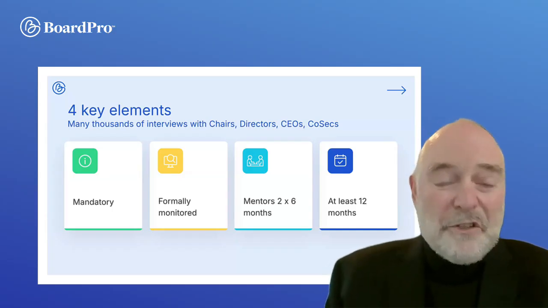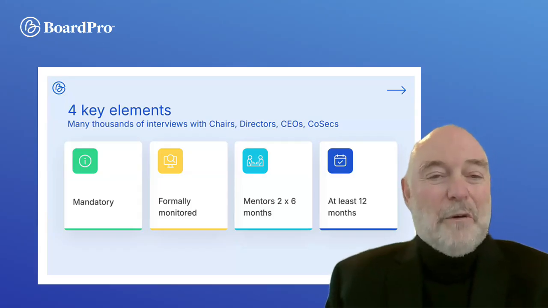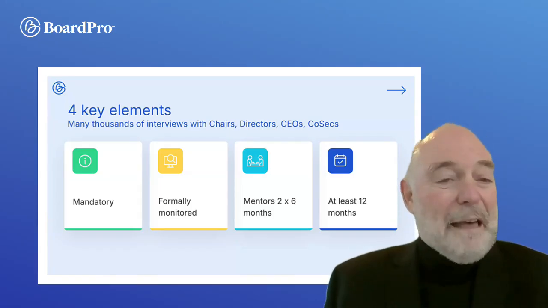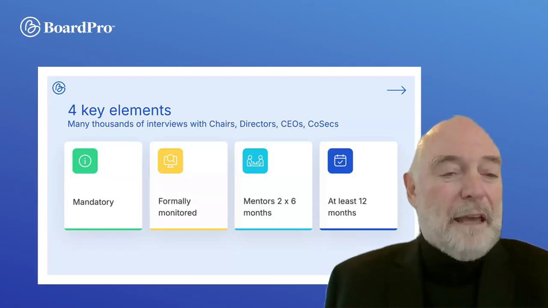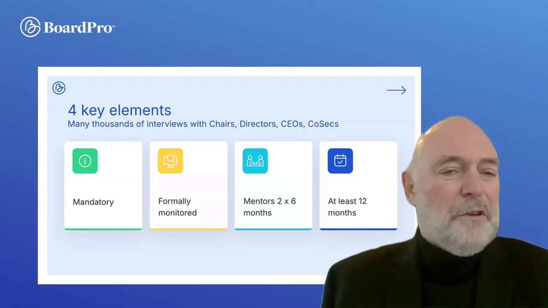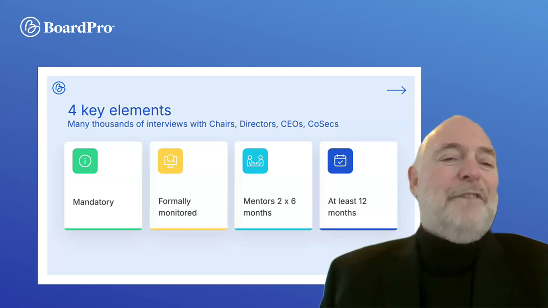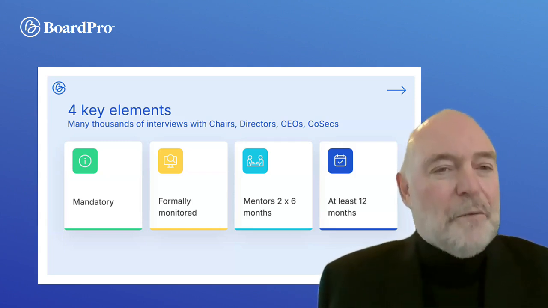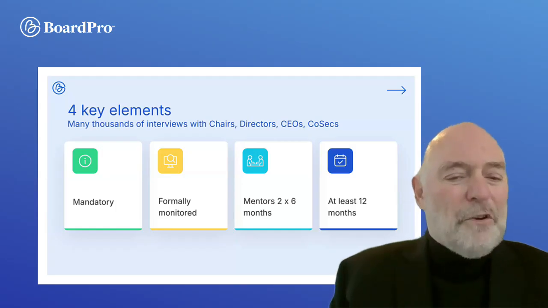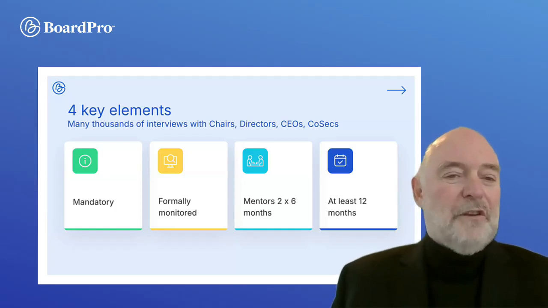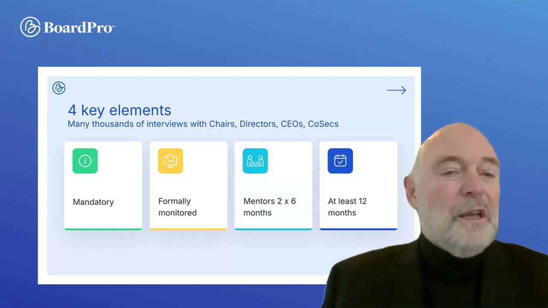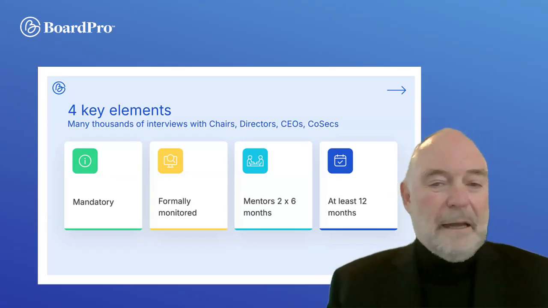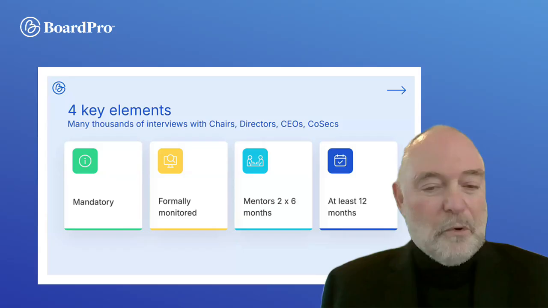It's got to be formally monitored. You can't just let someone go off and do this themselves. It should be monitored by potentially the governance committee or whatever the equivalent of that is. You probably don't want it monitored just by the chair. At the very least, your company secretary or the equivalent, governance lead, whatever it might be, should be focused on making sure that this induction is both followed, but also checking in with them to make sure that they're getting what they need as a new director as part of their journey onto this board.